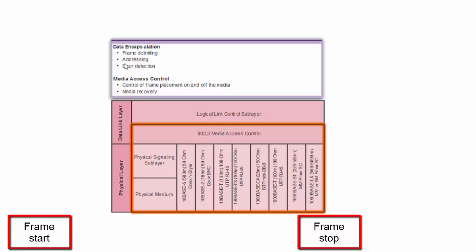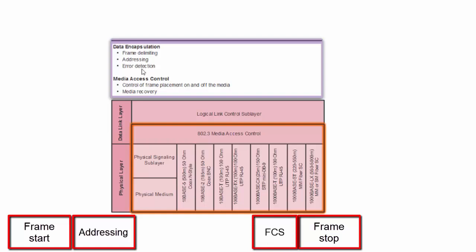The second thing is addressing, and addressing is very important to identify the target receiver for a particular frame, whether we're talking about point-to-point topology or multi-access topology where we have multiple nodes sharing the medium. The third thing is error detection, which is used to detect any errors, and in case of errors, it sends back a request to the sender to retransmit the frame again.